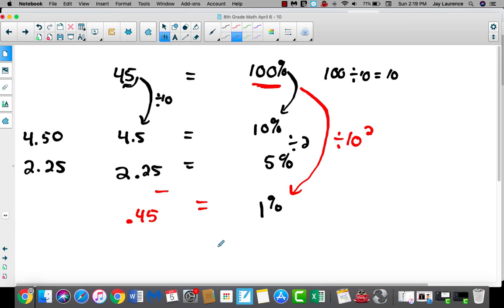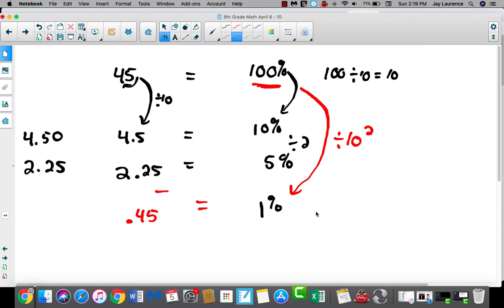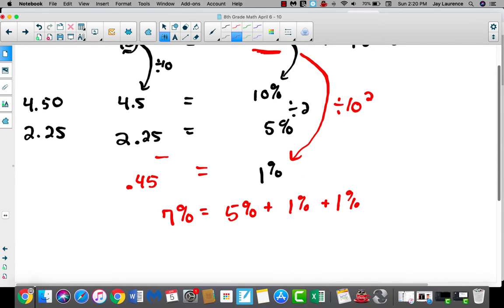Watch. Okay, let's say I wanted to figure out, oh, hold on a second there. Something just finished and it popped up for me. Okay, let's say I want to figure out 7%. Well, to get 7, I'm going to need a 5%, and then I'm going to need two 1%. All right, well, 5% was $2.25. 1% is 45 cents, and 1% is 45 cents.